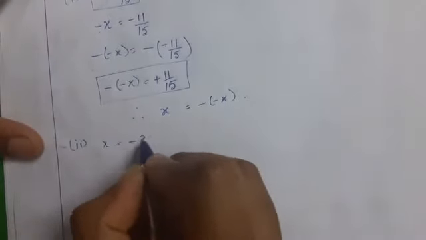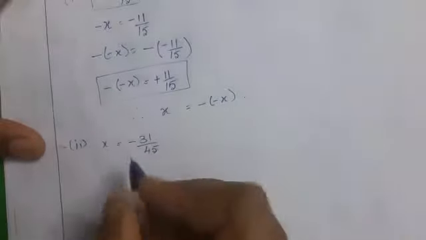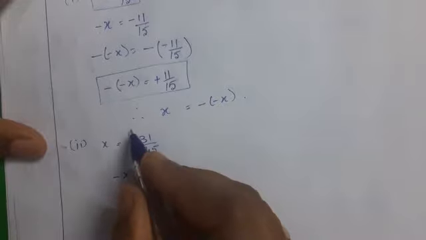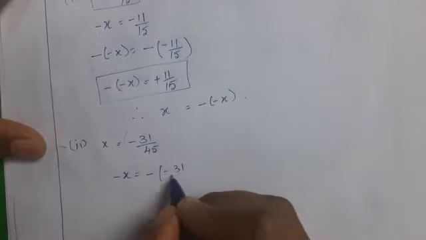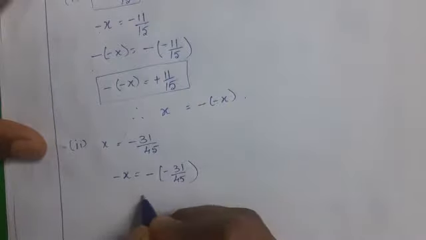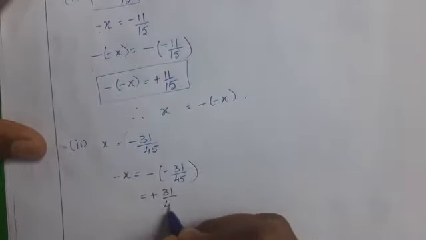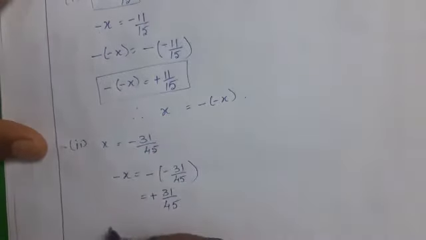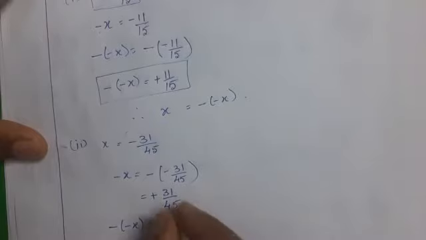x is equal to minus 31 by 45. Yes, find minus x, that is, multiply this with minus. What will you get? Minus into minus is plus, plus 31 by 45. Then multiply minus of minus x. This is minus x, therefore minus 31 by 45. If you write plus also, no problem. Minus into plus is minus.